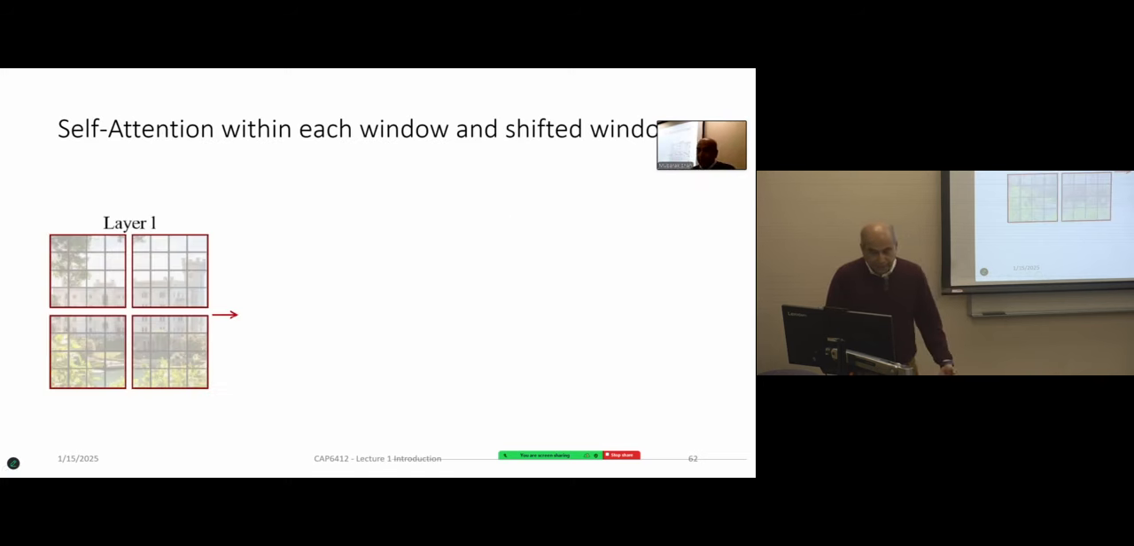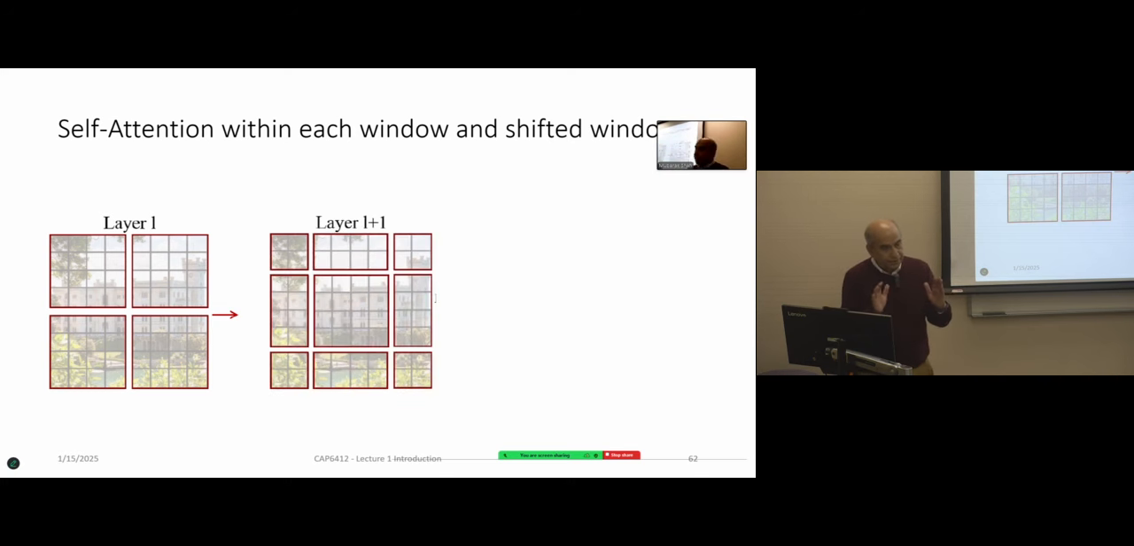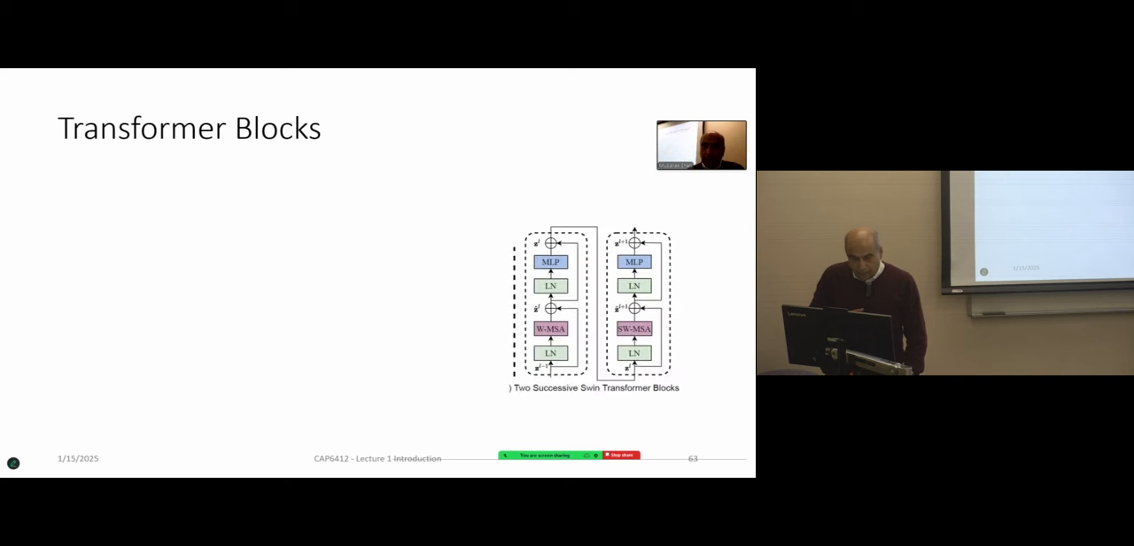So layer 1 is like this, and then layer 2, when we shift it, we'll shift halfway. So here, as you see, we are taking half of this window and half of the next window, and that's capturing the relationship between them. We keep doing that, and that's why we're going to capture the whole image. Okay, so now the transformer block is here.